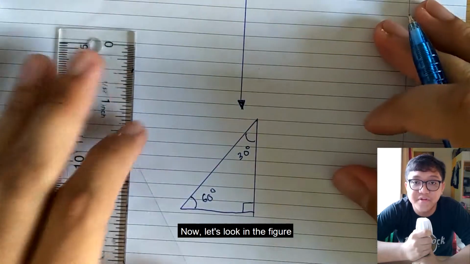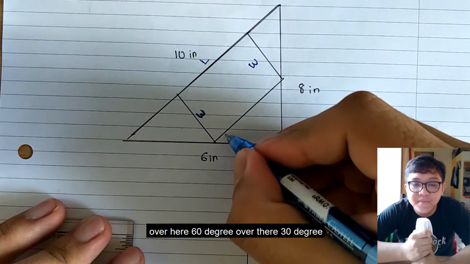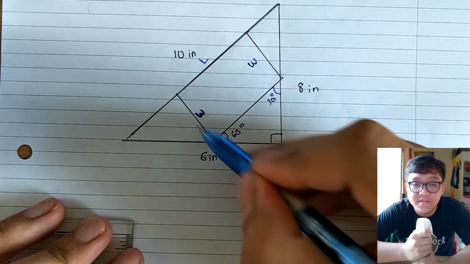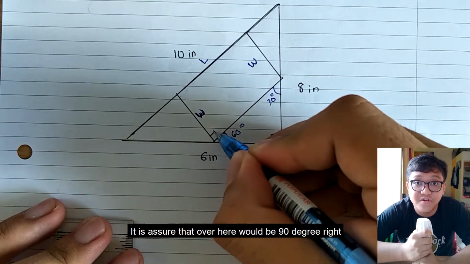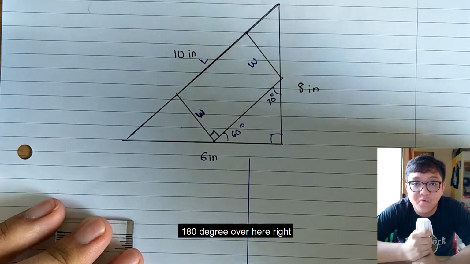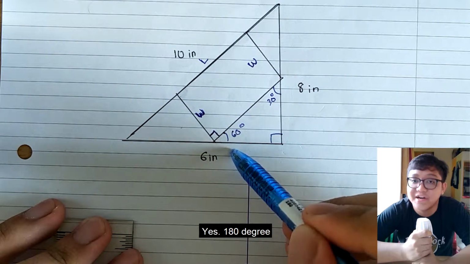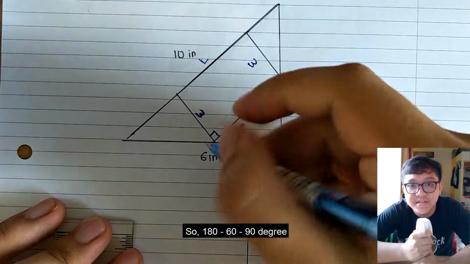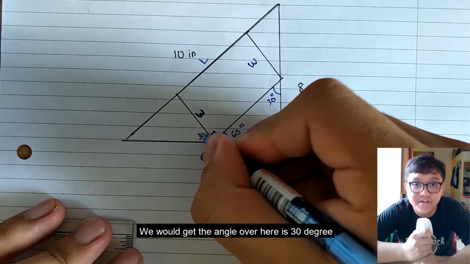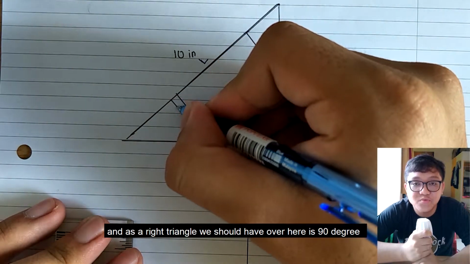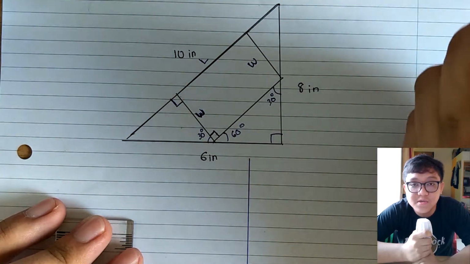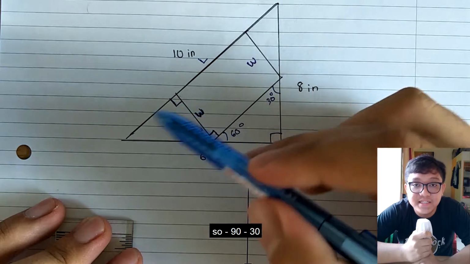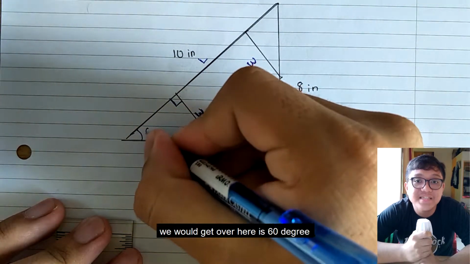Okay, now let's look at the figure. Over here 60 degrees and there 30 degrees. So over here we have a rectangle, so it is assured that over here will be 90 degrees, right? So in a straight line we will have 180 degrees over here, right? Yes, 180 degrees. So 180 minus 60 minus 90 degrees, we will get the angle over here is 30 degrees. And as it's a right triangle, we should have over here 90 degrees. So the total degrees in a triangle is 180, right? So minus the 90 minus the 30, we will get over here 60 degrees.